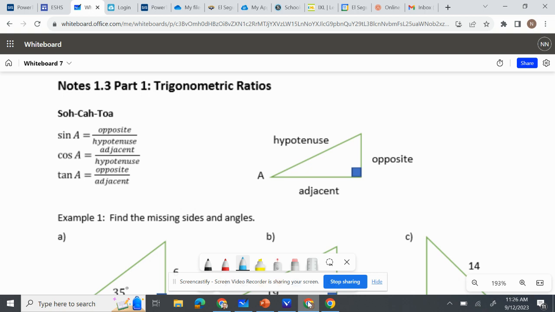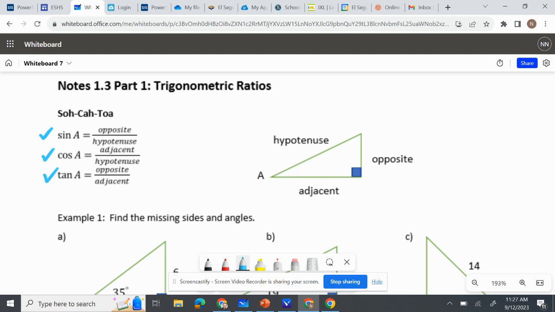What we're going to do is a part one of trig ratios. So we're going to be using SOHCAHTOA. Sine is opposite over hypotenuse. Cosine is adjacent over hypotenuse, and tangent is opposite over adjacent.